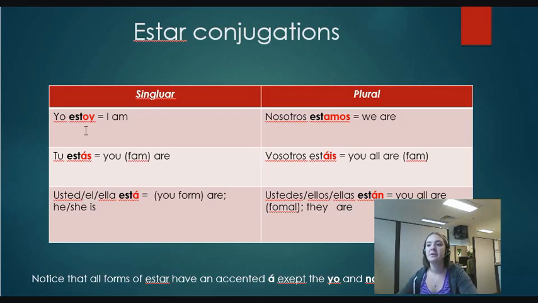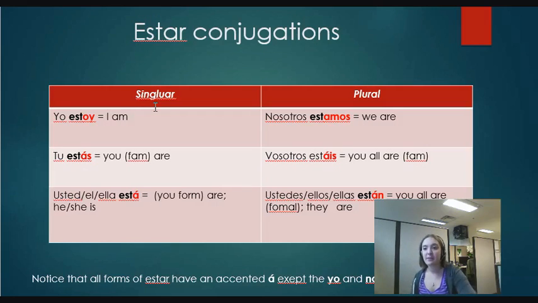So the first one, yo. Remember, I always say that you keep yo in the upper left-hand corner of these boxes. You're organizing your thoughts here. So all the singular people stay on the left, all the plural people go on the right. So if I want to say I am, I'll remove the AR. All of these you're removing the AR, and I'll add an OY. So this estar is kind of like a regular verb, except for in this yo form. So if I say I'm happy, I would say yo estoy feliz.